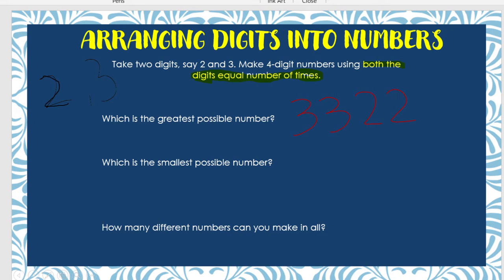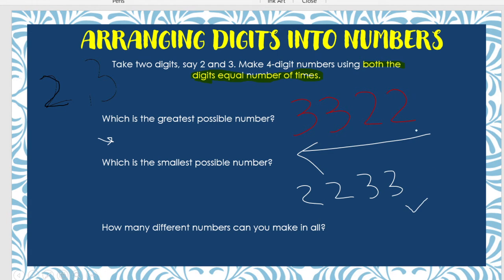Which is the smallest possible number? From 2 and 3, which is the smallest possible number? Can you tell me? Yes, and both the digits are used an equal number of times. I will reverse the digits like this: 2, 2, 3, 3. Right?